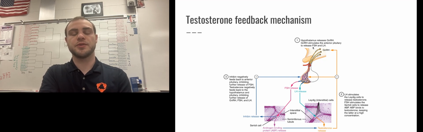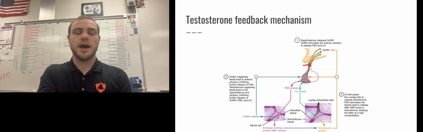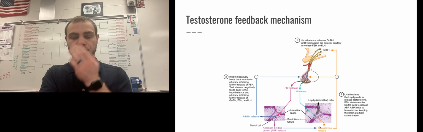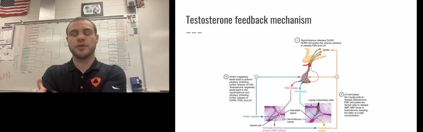It'll stimulate the anterior pituitary to release follicle stimulating hormone and luteinizing hormone. Hopefully, you remember these abbreviations from the nervous system unit. So the anterior pituitary is going to release FSH and it's going to release LH. This FSH is going to go to the Sertoli cells to create ABP, this androgen binding protein, which is going to release testosterone. The LH is going to go to the Leydig cells, and that's going to stimulate testosterone release.